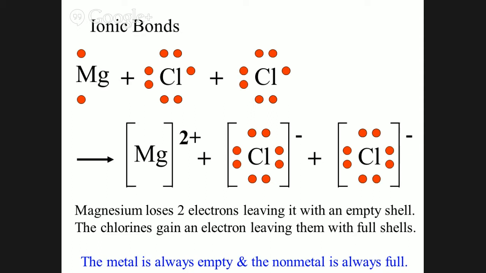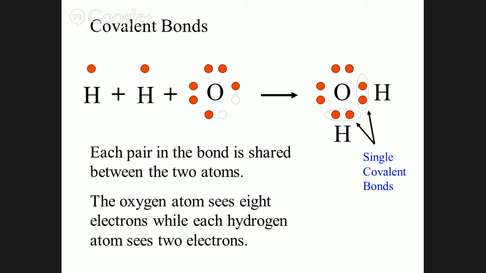We don't really do much with the ionic bonding because it's simple. The metal is always going to be empty, and the nonmetal is always going to be full. And that's pretty much it. There are no other variations with this. And so it gets kind of boring after a while. We're going to spend most of our energy talking about covalent bonds, 2 nonmetals.